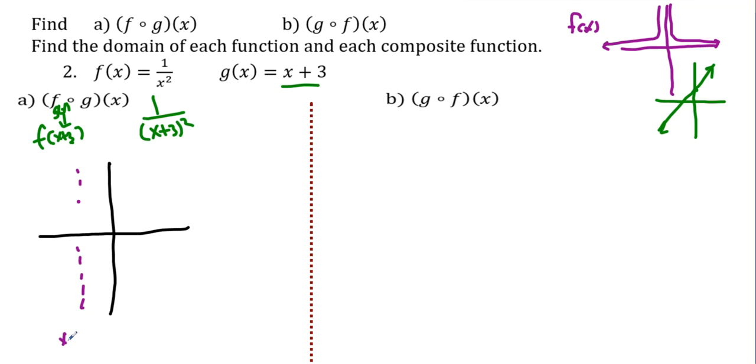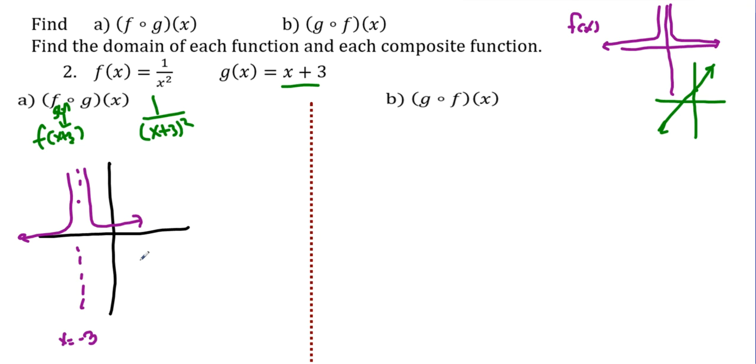I had to have sound effects. Negative 3. And it's going to be this function right here. So down it comes, and it gets really close to 0, but not crossing it. And this gets really close to 0, but not crossing it. Then we're going to write the domain.